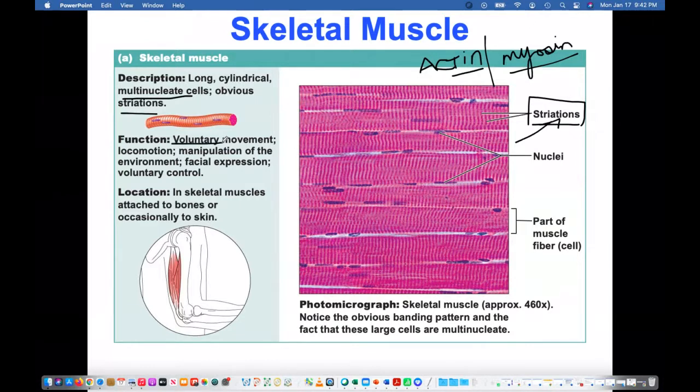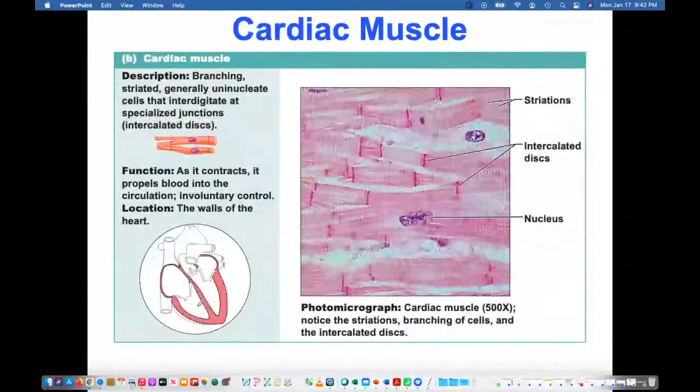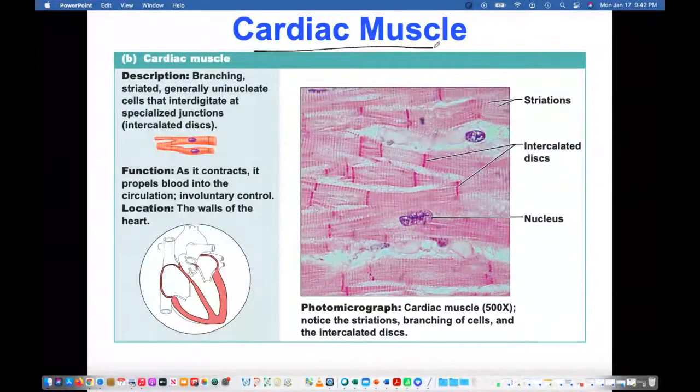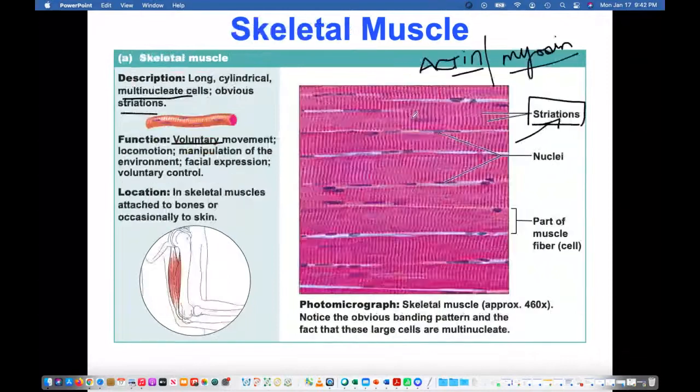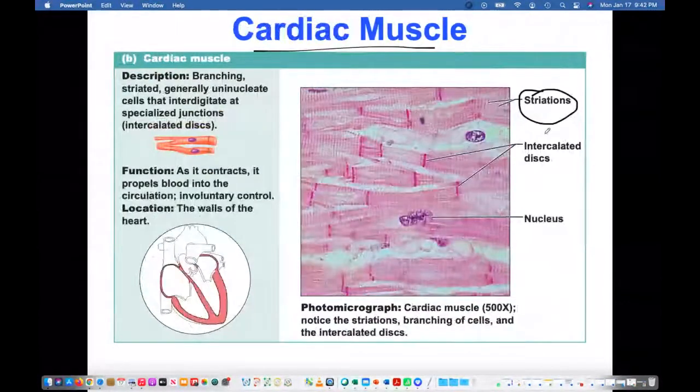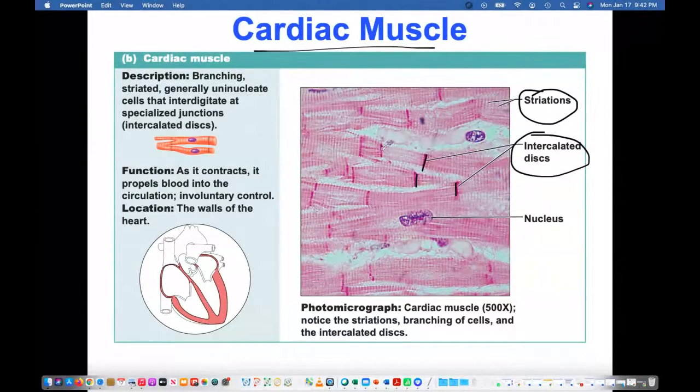Again, it's voluntary. You have conscious control over them, and it's any muscle that attaches to your skeleton. Cardiac muscle is involuntary, but it too has striations, and you could see them here. Now, one of the unique features that cardiac muscle has that skeletal muscle does not have are these intercalated discs. Those intercalated discs are these red vertical lines that we have here, and all these red vertical lines are the connection or connections between one heart cell and another.